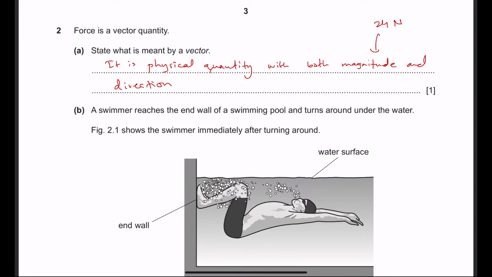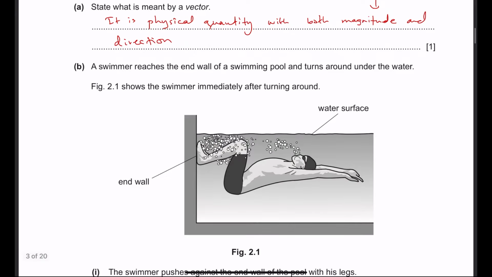What is another type of physical quantity? Well, another type of physical quantity is a scalar and it has no direction. So make sure you know what are scalars and vectors and what are some examples of scalars and vectors.